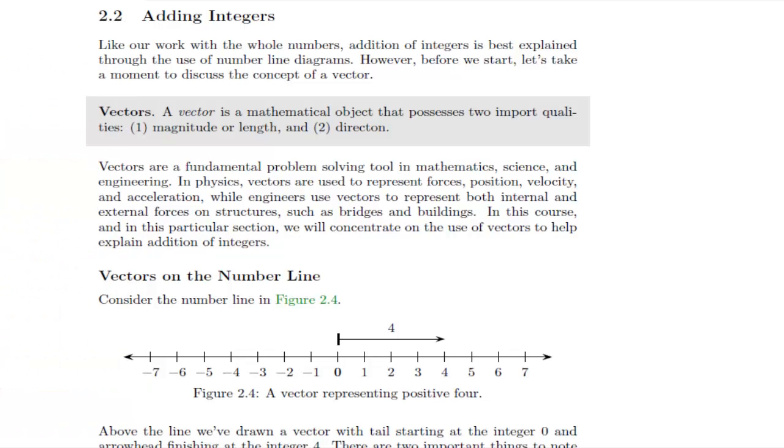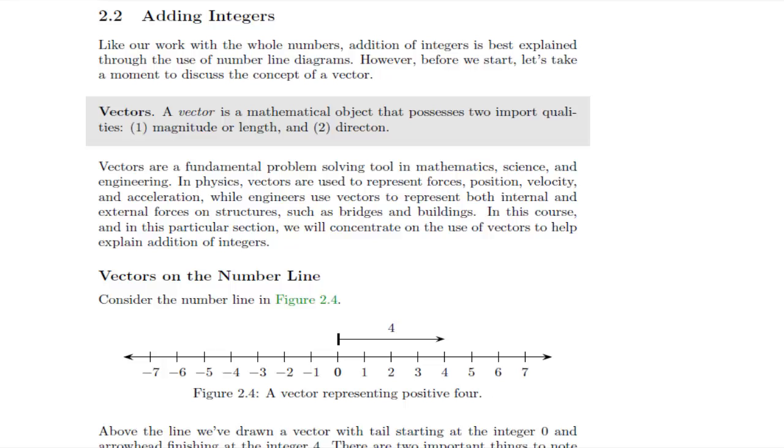Like our work with the whole numbers, addition of integers is best explained through the use of number line diagrams. However, before we start, let's take a moment to discuss the concept of a vector. Vectors. A vector is a mathematical object that possesses two important qualities. 1. Magnitude or length, and 2. Direction. Vectors are a fundamental problem-solving tool in mathematics, science, and engineering.